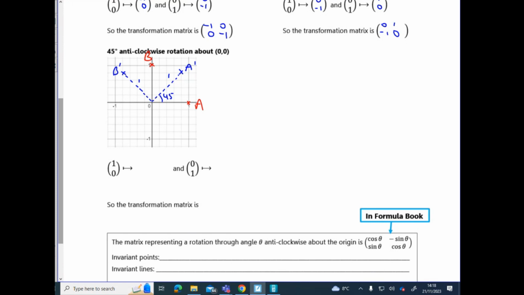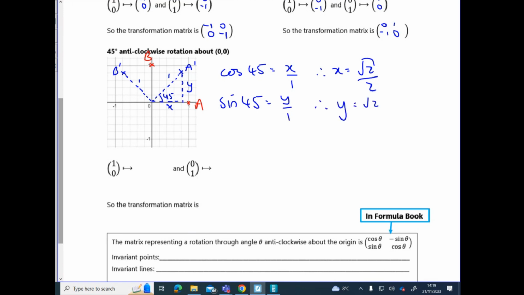You can use these to figure out the X and Y coordinates of where A is. I mean, in an exam, you'd use the matrix, but I'm doing it now. So if we want to work out the X coordinate, this is the adjacent side. We've got the hypotenuse. Cos 45 is adjacent over the hypotenuse. X is root 2 over 2. And same for the Y. So sine 45 is Y over 1. The Y coordinate is also root 2 over 2.